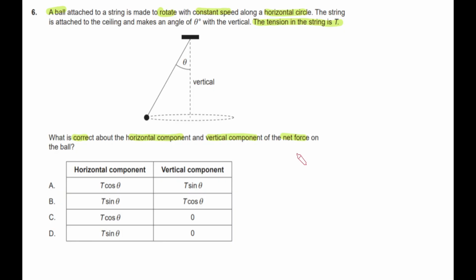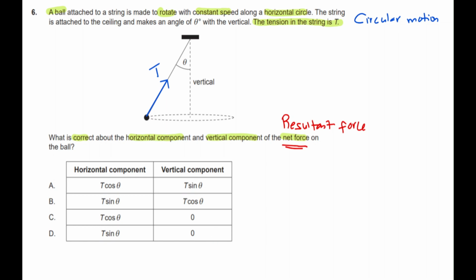The question is not asking us to calculate a force, but to calculate the resultant force. The first thing we have to do is draw the free body diagram. To do that correctly, we have to identify the forces acting on the ball. The ball is attached to a string, and we have to recall that tension is always pointed away from the object. So tension will be along the string, but pointed away from the object.